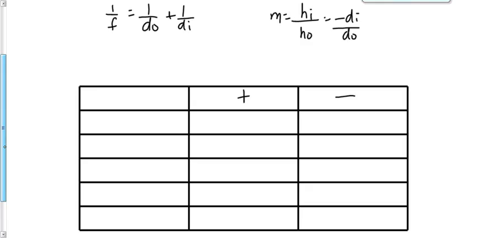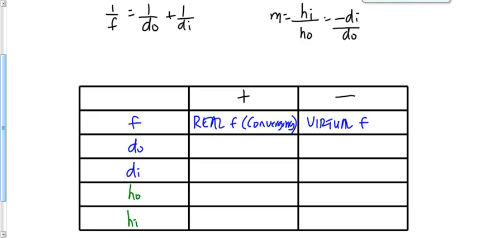We group our variables into three different groups. F, DO, and DI go together. HO and HI go together. And then the third group is simply the magnification. F is positive if we have a real focal point, and it's negative if you have a virtual focal point. Now, you have a real focal point if you have a converging mirror, and you have a virtual focal point if you have a diverging mirror. It's the same as it was for lenses, right? Converging lens, positive focal length.